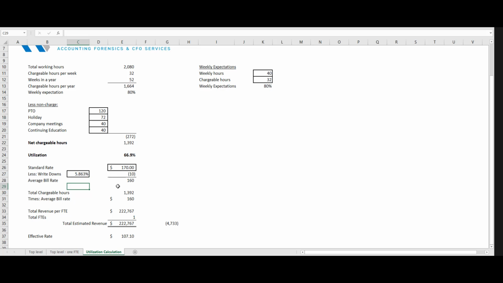Now keep in mind, this is one of those financial levers. You can control this if you keep an eye on what's causing your write-downs. Again, some of the write-downs might be because of a business decision, because you took on a job at a lower rate than you normally would. But as long as you understand how that impacts everything that flows through.